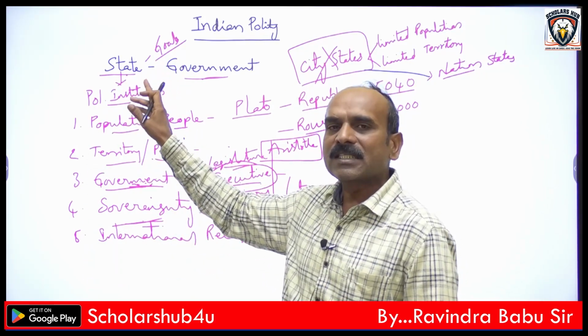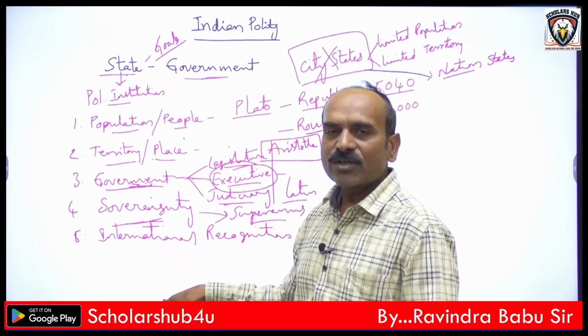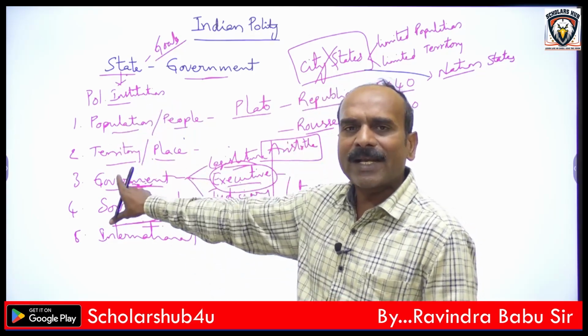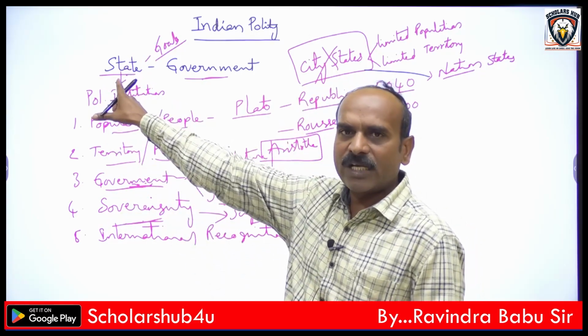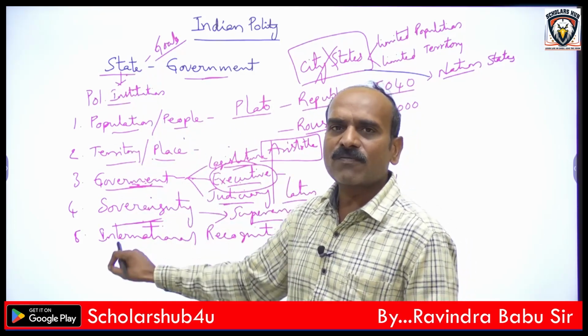Now we can easily understand the difference between state and government, and what is sovereign power and what is international recognition. Okay, so the absence of any one element cannot make the state. We cannot call it a state in the absence of any one of these 5 elements.